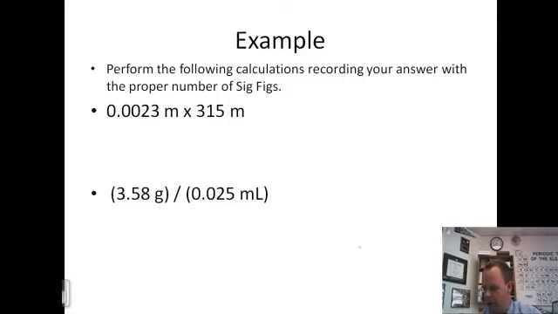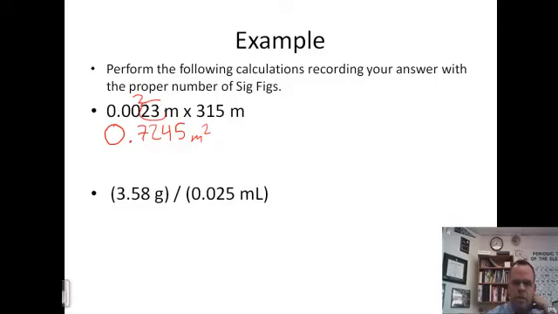If I do that in my calculator, I get 0.7245. So the calculated answer is 0.7245 meters squared. Now I have to look at my significant figures. This first number has two significant figures, the 2 and the 3. Remember, these zeros are leading, so never significant. This one has 3 significant figures.